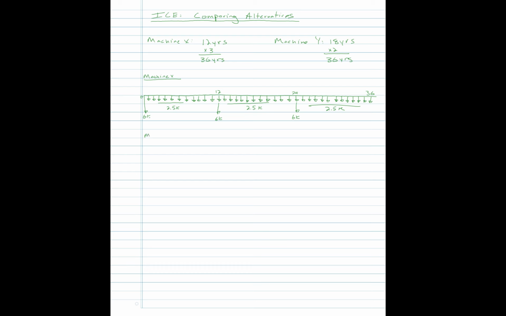Now machine Y, on the other hand, if we repeat its cash flow 2 times, we're going to have a diagram that looks like this. In year 0, we spend $14,000 to buy the first one, 14K, and then we'll have 18 years of the expenses of this one, years 1 through 18.